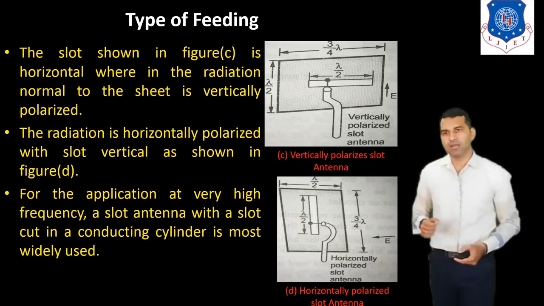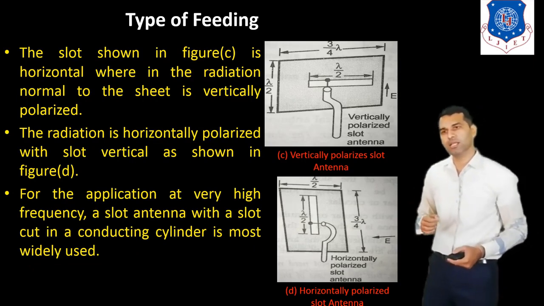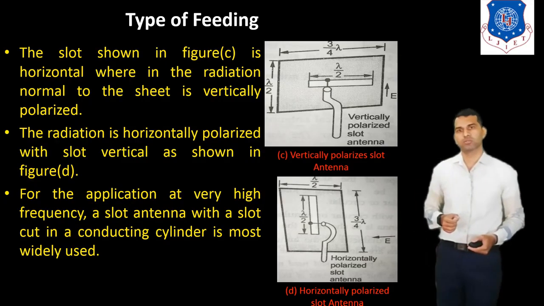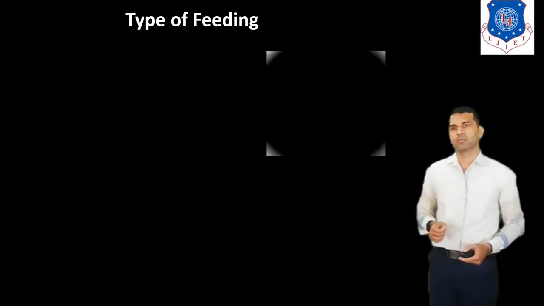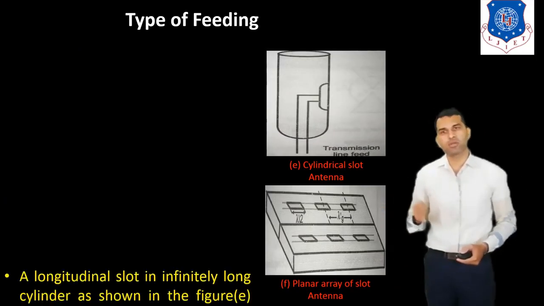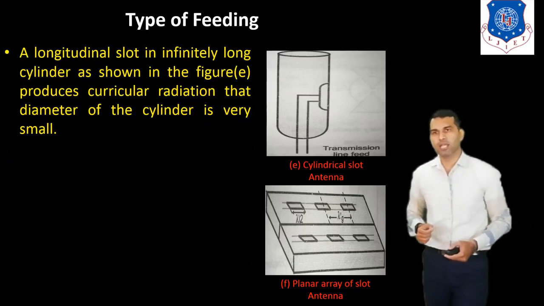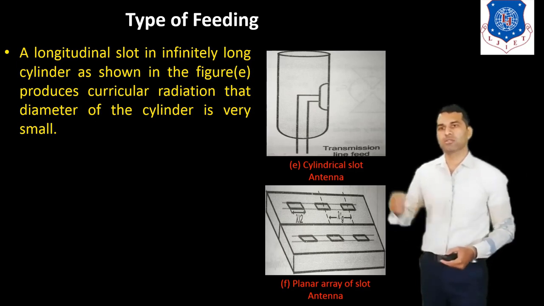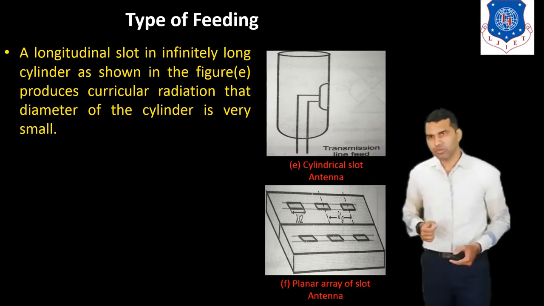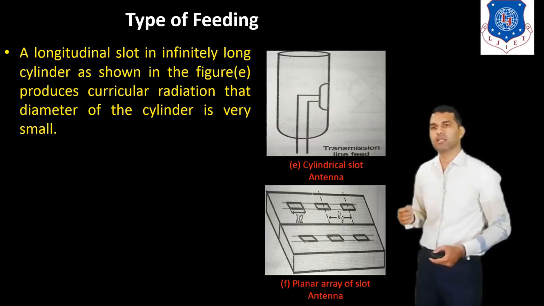For applications at very high frequency, a slot antenna with a slot cut in a conducting cylinder is most widely used. Now we discuss another type of feeding. A longitudinal slot in an infinitely long cylinder, as shown in figure E, produces a circular radiation pattern if the diameter of the cylinder is very small.